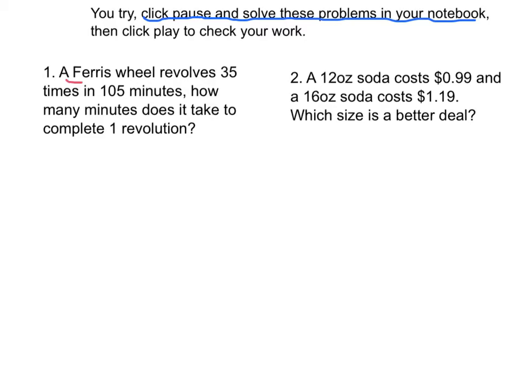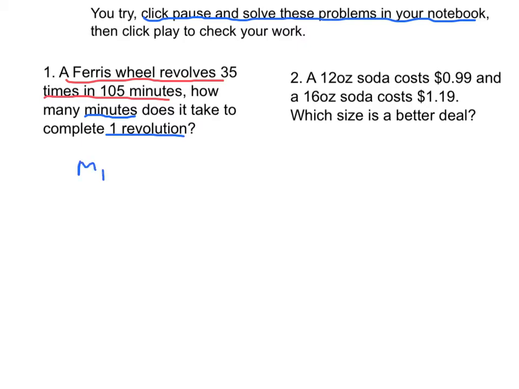Number 1. A Ferris wheel revolves 35 times in 105 minutes. How many minutes does it take to complete one revolution? So this question doesn't give you a whole lot of direction. You really need to read what the question is. So it's asking, how many minutes does it take to complete one revolution? So I'm reading this as minutes per revolution.